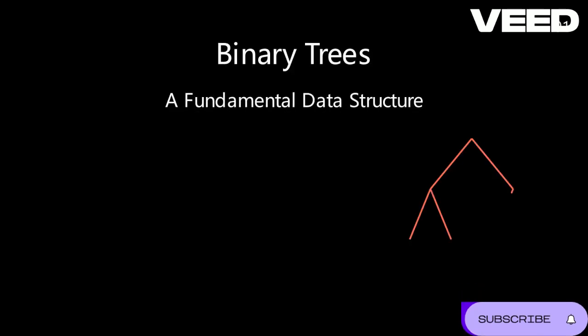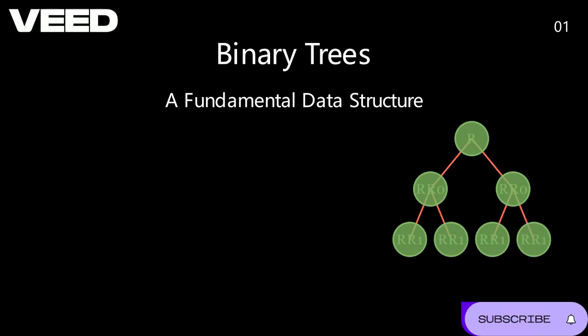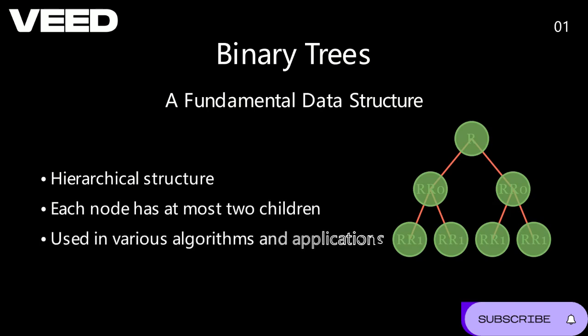Welcome to this exploration of binary trees, one of the most fundamental data structures in computer science. A binary tree is a hierarchical data structure where each node has at most two children, referred to as left and right children. Binary trees are used in countless algorithms and applications due to their efficient structure.